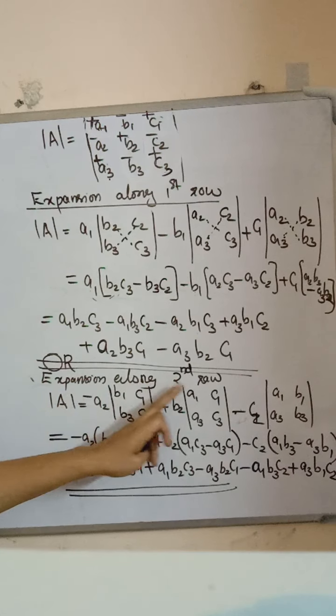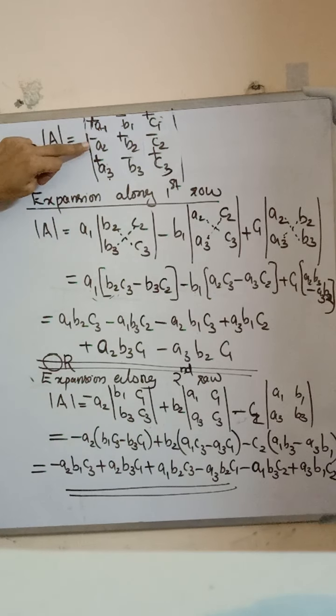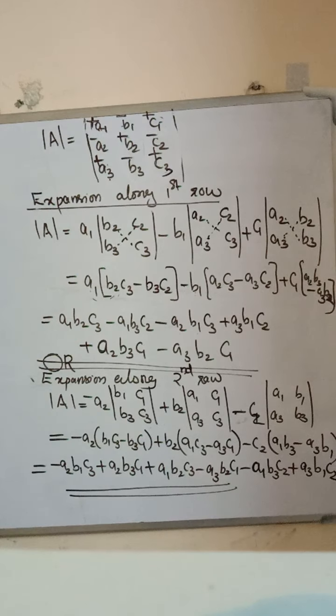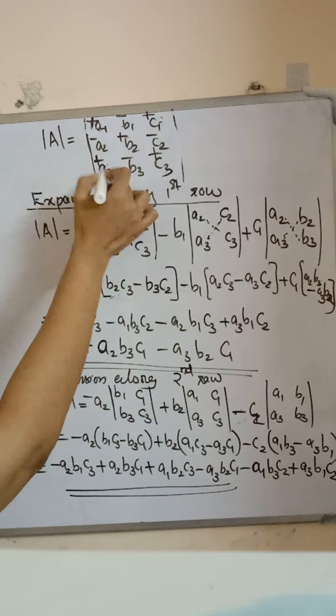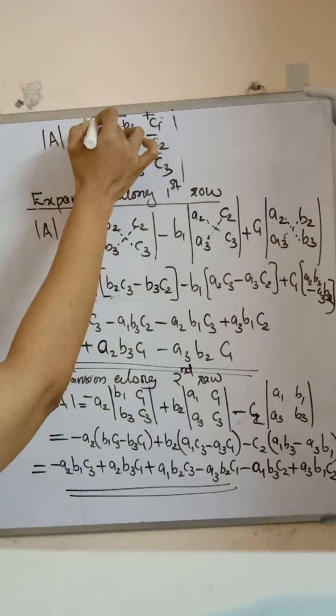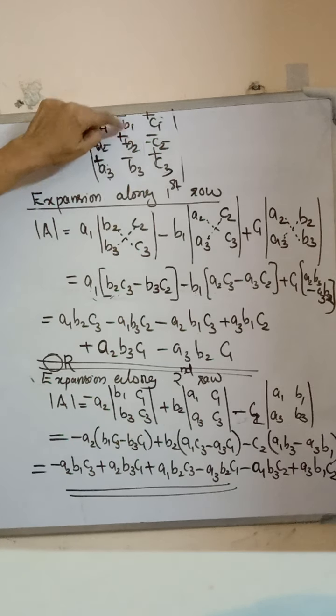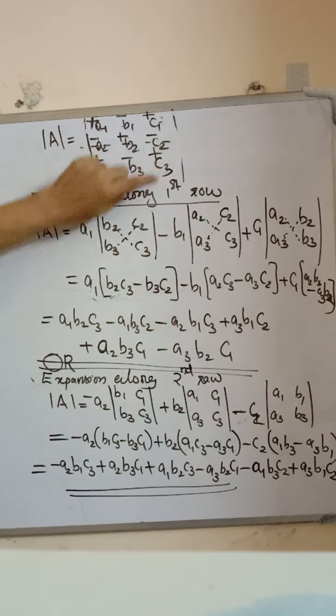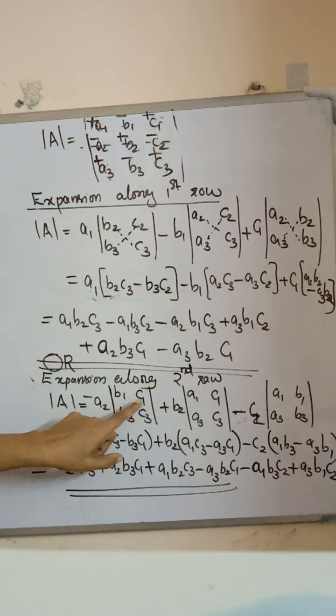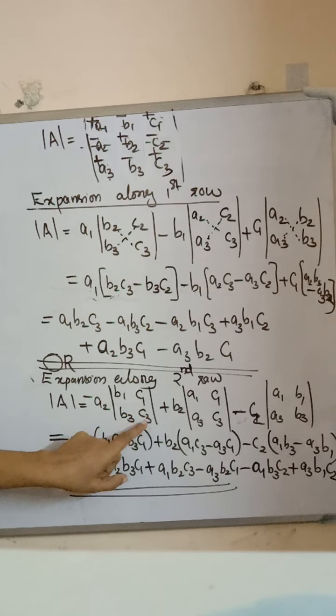So expansion along the second row, starting with minus A2. Minus A2 into, now we delete this row and this column. Delete the second row and first column. We get B1 C3 and B3 C1. Here the determinant is B1 C1 and B3 C3.